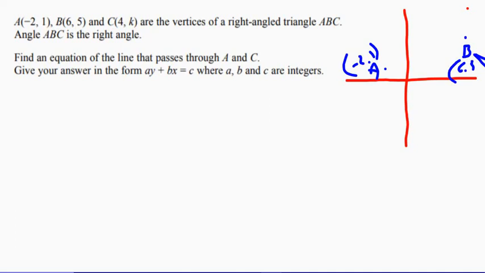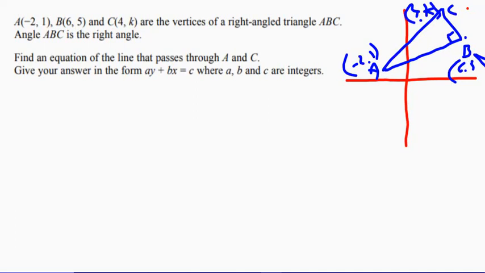And then C is at (0, 4k). It tells me that ABC is a right angle. We've got a triangle, so C's got to be over there somewhere to get a right angle in here, and that point is (0, 4k). Right, so there you go, there's my sketch.